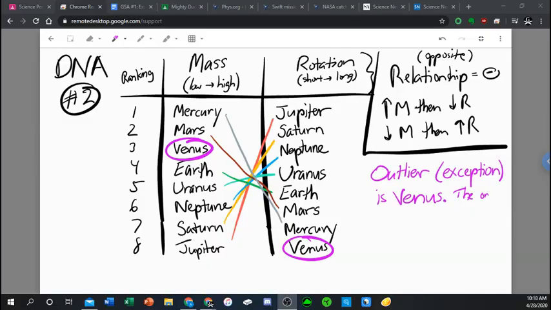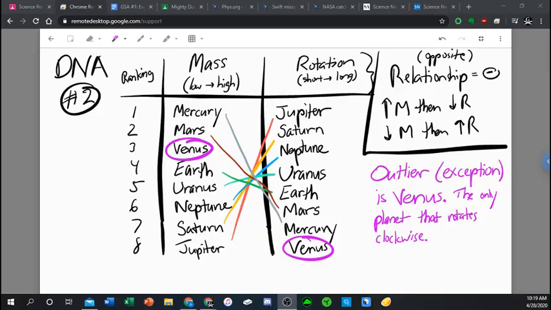The only planet that rotates clockwise. Remember, everything else rotates counterclockwise, even the majority of the moons and asteroids. Well, they definitely revolve, but many of them rotate. The moons. I don't want to speak for the asteroids. So the outlier is Venus, the only planet that rotates clockwise. So it's slowly going the opposite direction. It's slowly going the wrong way.